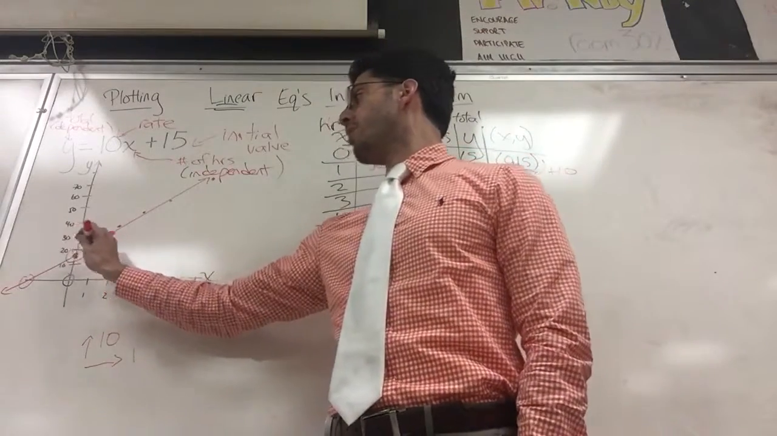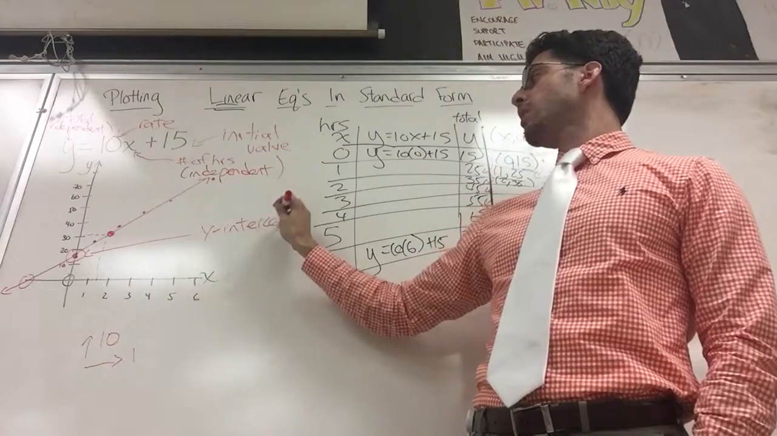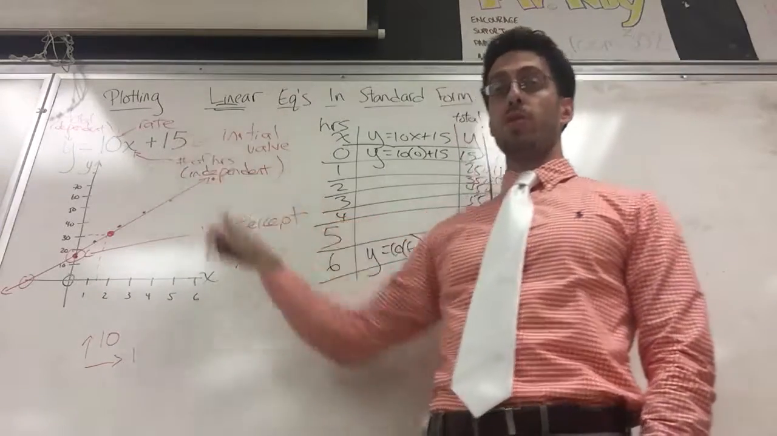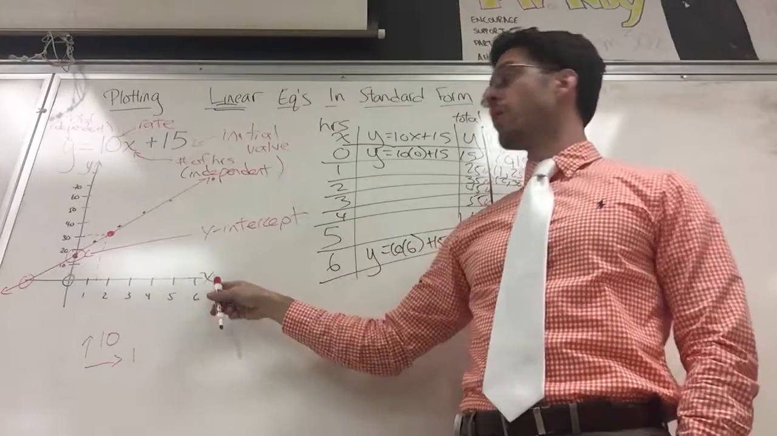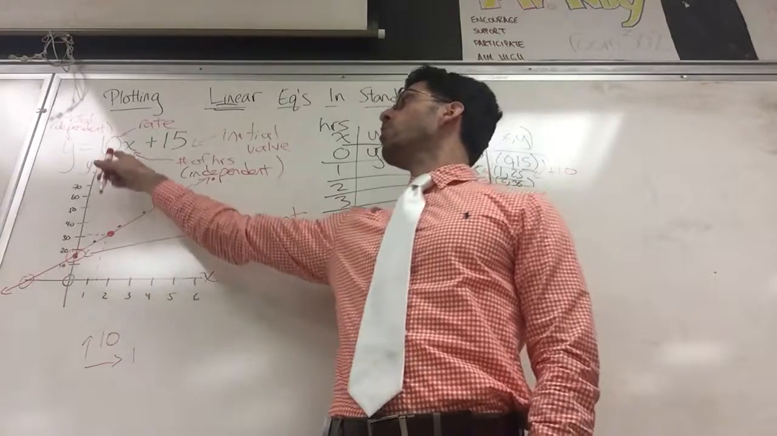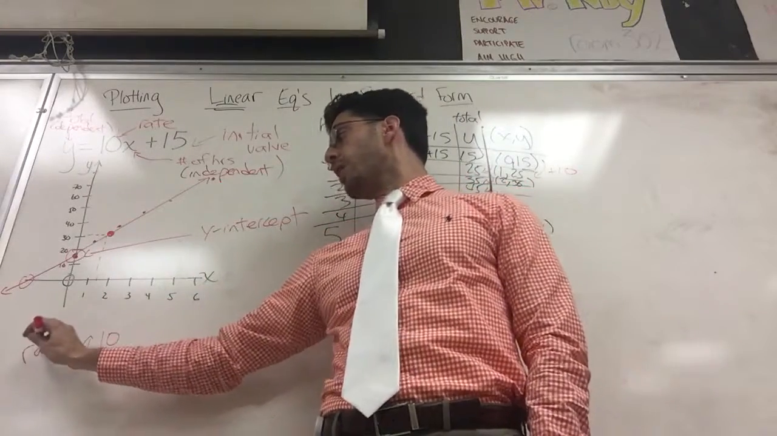This point is very, very important. It's called the y-intercept. Where else do you see the y-intercept? It's the initial value. So there's 2 ways to look at that point. That's very important. If you know to start at 15, you could put a dot there. If you know you earn $10 an hour, you know to go up 10 over 1. This is called the rate.